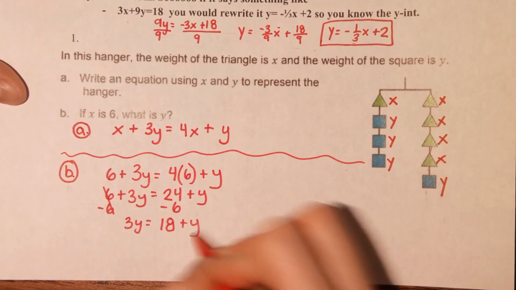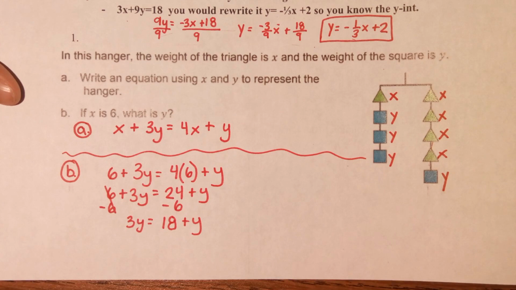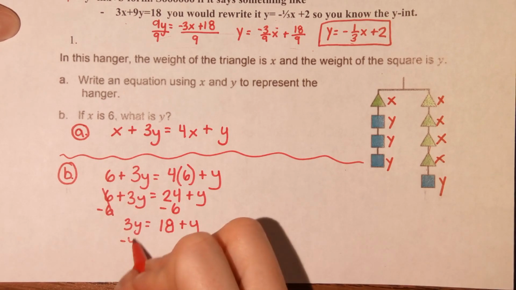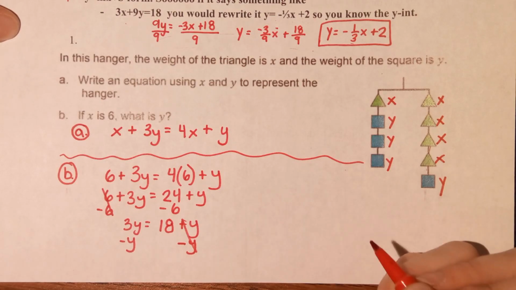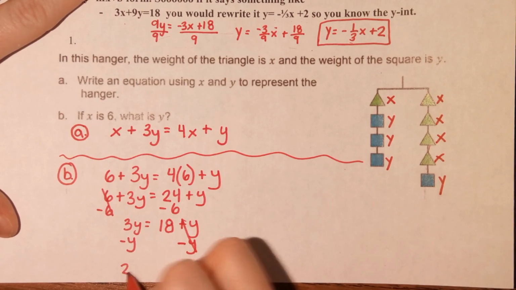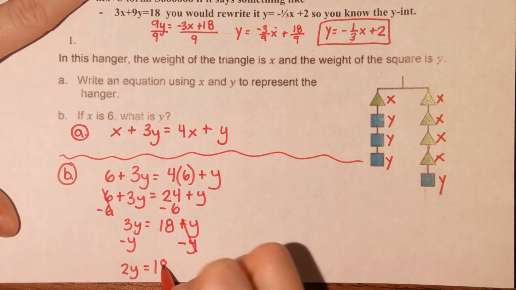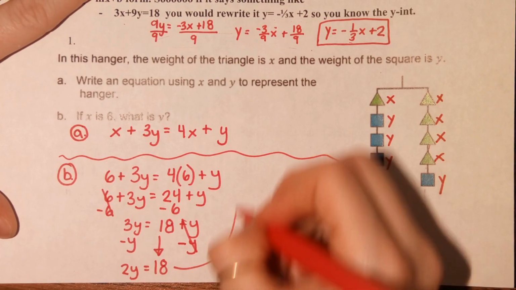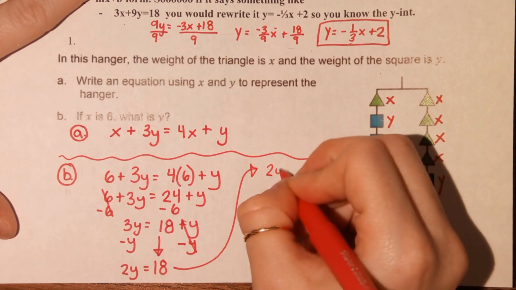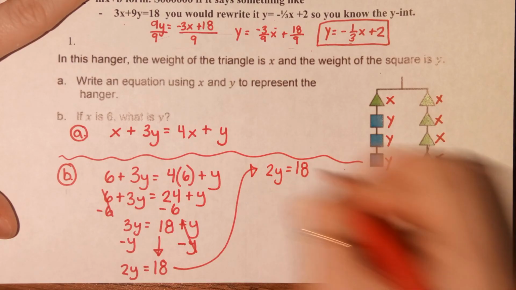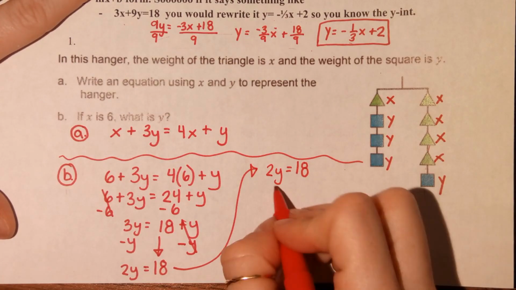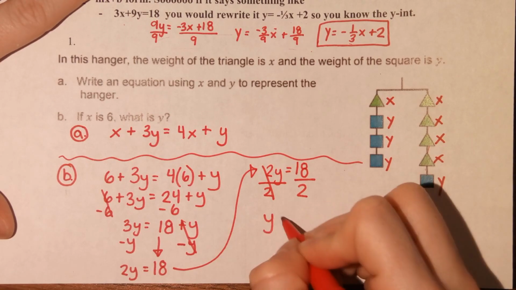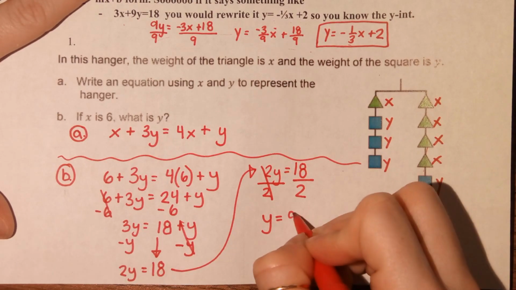I want to get my variable on the same side of the equal sign, so I'm going to subtract y from both sides. This cancels out. And so now I have 2y equals 18, because my 18 just kind of gets moved down there. I'm going to rewrite that over here so that I have more room. I want to get y alone, so we're going to divide both sides by 2. 18 divided by 2 ends up being 9, so y equals 9.